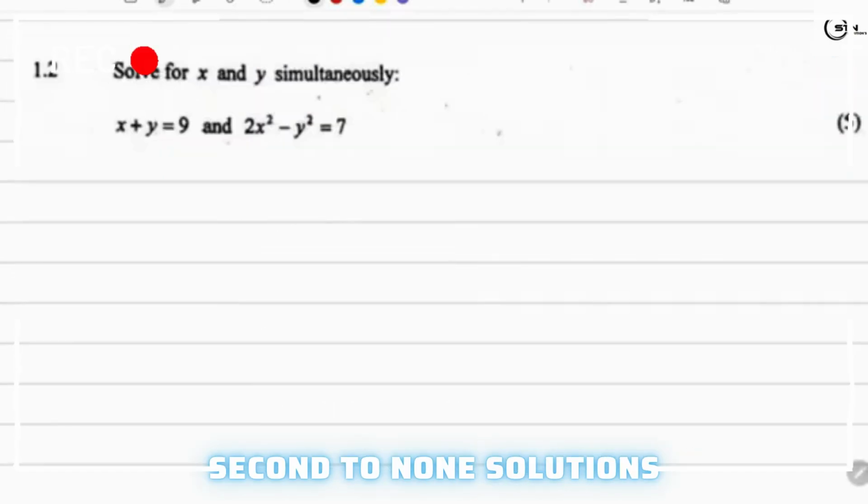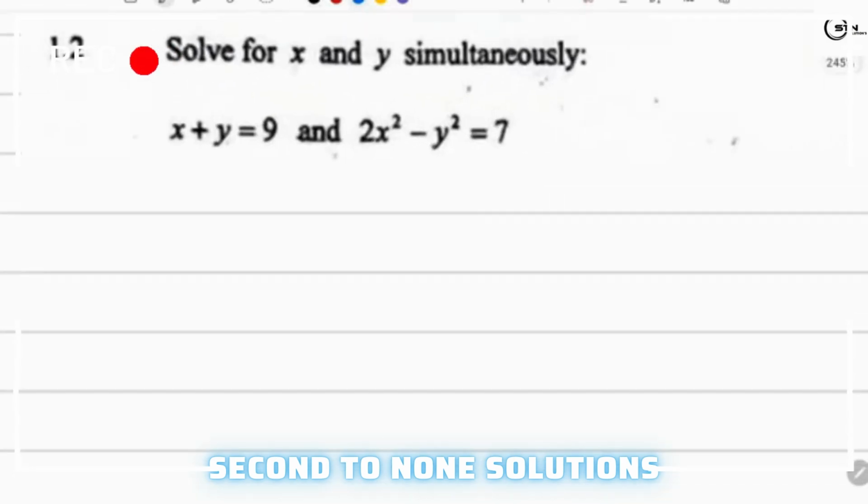Question 1.2, we have a simultaneous equation. So we have to solve for x and y simultaneously, and you've been given two equations. First and foremost, always put the linear equation as equation 1. So we're going to call that equation 1, and this one equation 2.